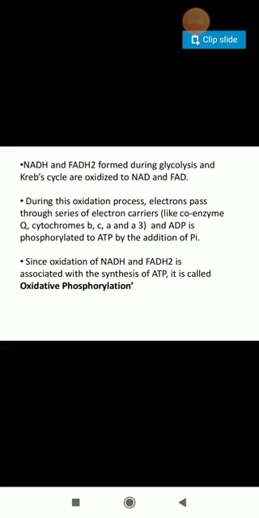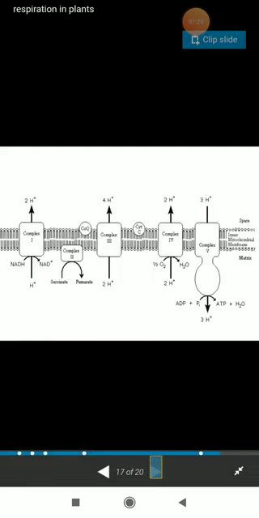We have already talked about photophosphorylation in photosynthesis, where ATP was produced using light in chloroplasts. But here it is the oxidation reactions. It is the oxidation of NADH2 and FADH2 which yields ATP. So that is why it is called oxidative phosphorylation. And here you can see the electron transport chain.